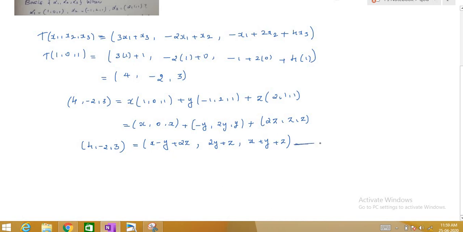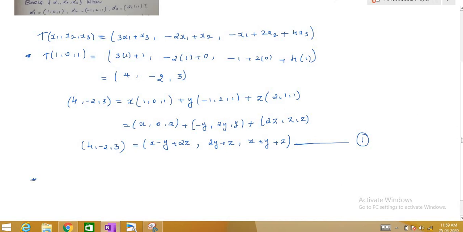So let us mark this equation as 1, right? So we have to find x y z, but we will do that later. Now we will find x y z. If I find x y z, I can write that in a column form to get the first column. So let us find the second column.